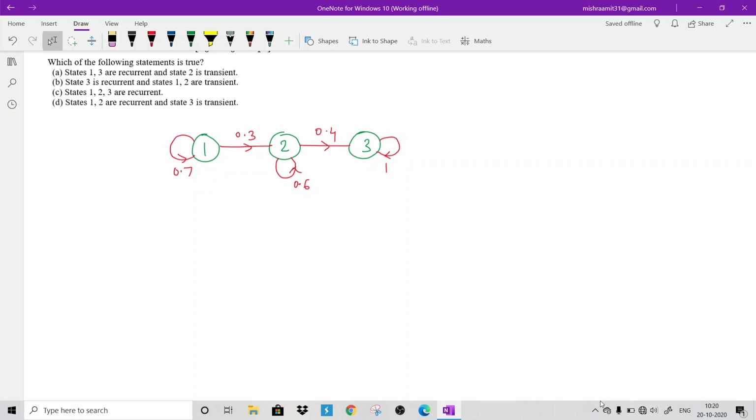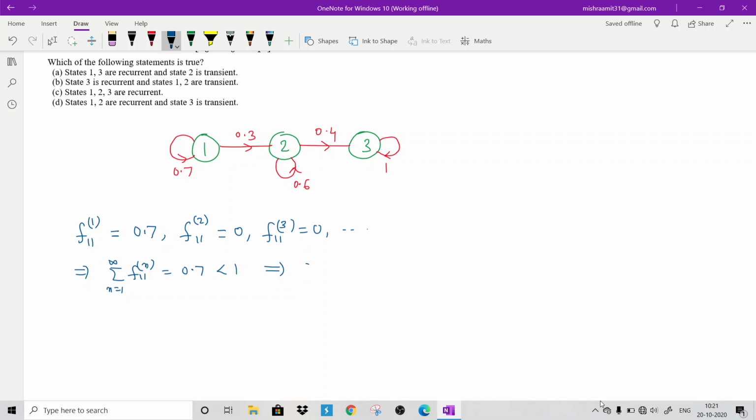If you remember the definition, there was F11 n. So we will find F11 1, that means returning to 1 in 1 step first time. This probability is nothing but 0.7. If you focus on returning to 1 in 2 steps first time, when you leave, you will never return back. And when you leave in this path, you will return back within 1 step. So this will be 0. Similarly, F11 3 will be 0. Remember that these are returning from 1 to 1 in 3 steps first time, so it is not possible. So you can easily see that the summation of F11 n, n ranging from 1 to infinity, is nothing but 0.7, which is less than 1.